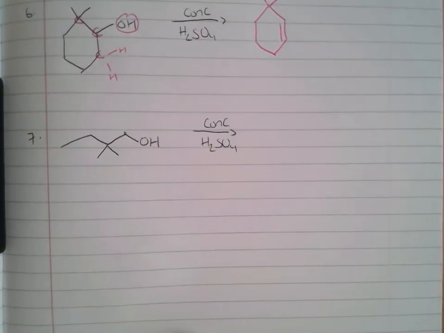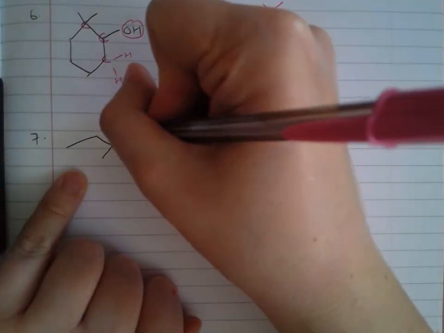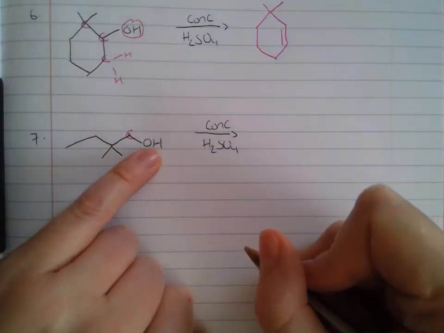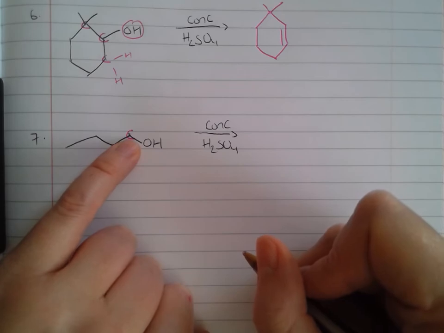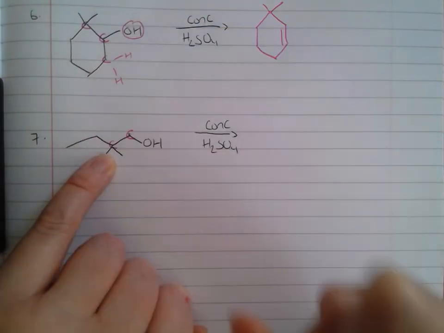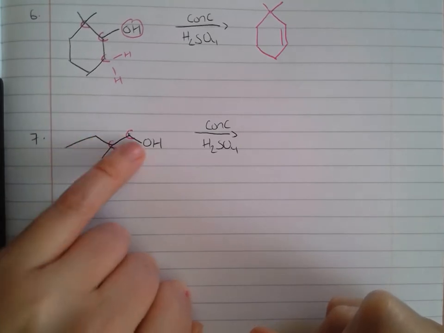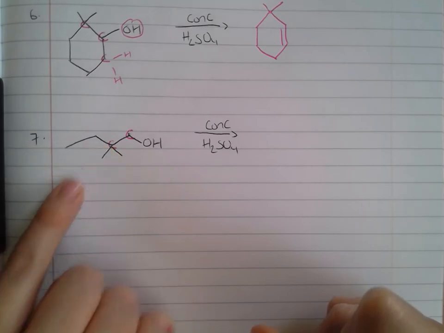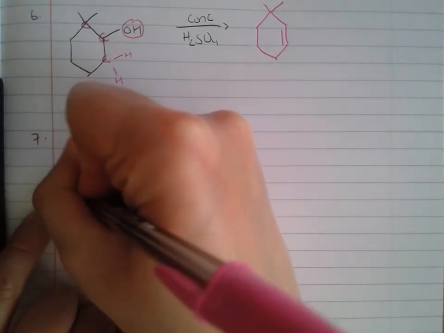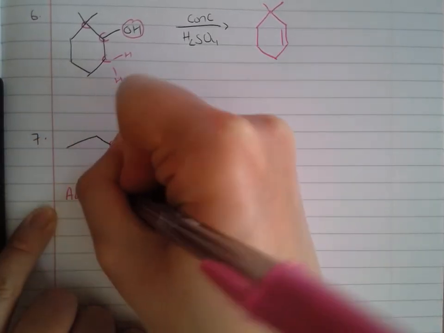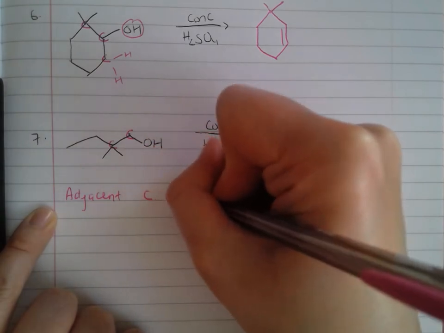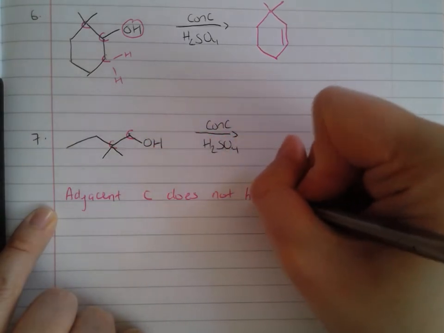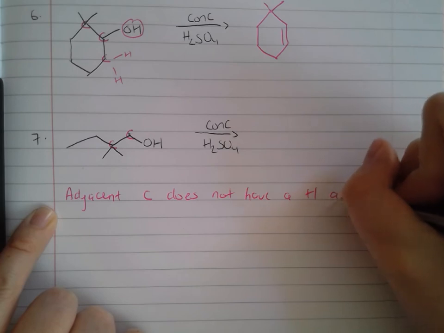The last example, I asked you why it can't be dehydrated, okay? So we've got a carbon bonded to an OH, so this carbon can lose an OH, but if I look at the carbon adjacent, it doesn't have a hydrogen to lose. Okay, it's just bonded to other carbons without a hydrogen to lose. It cannot be dehydrated. So I would write that the adjacent carbon does not have a hydrogen atom.